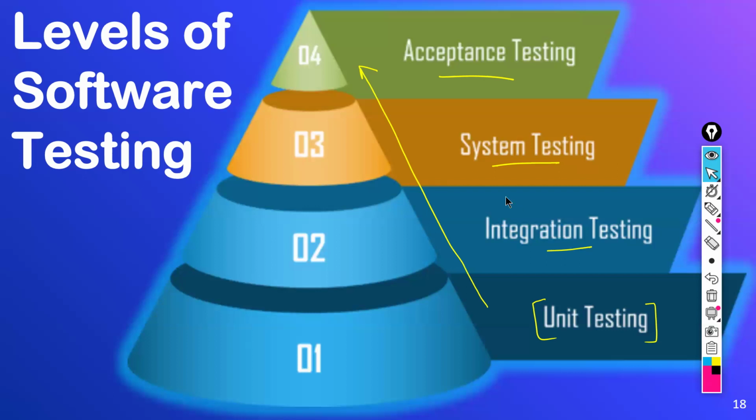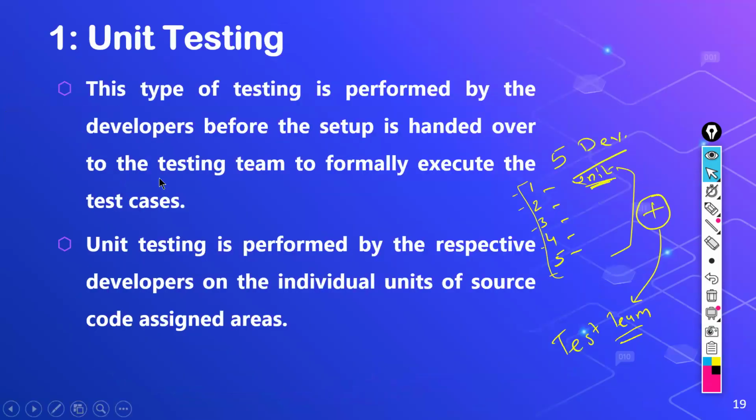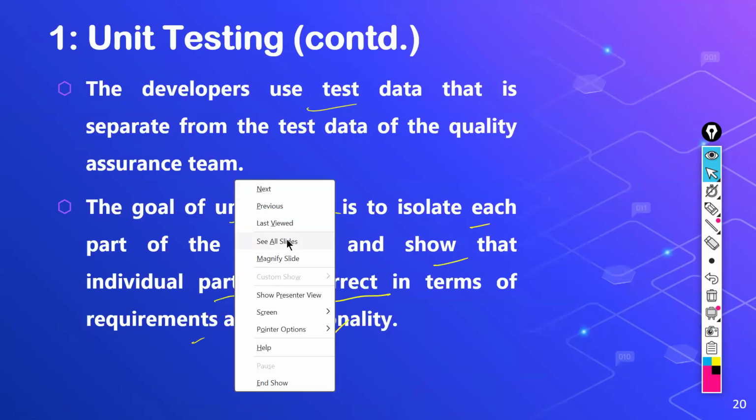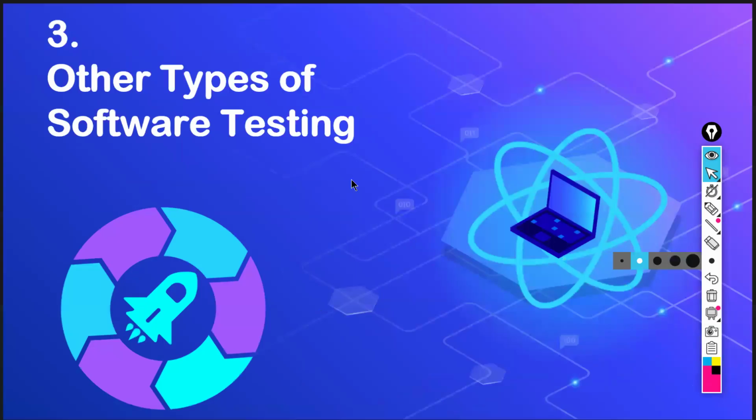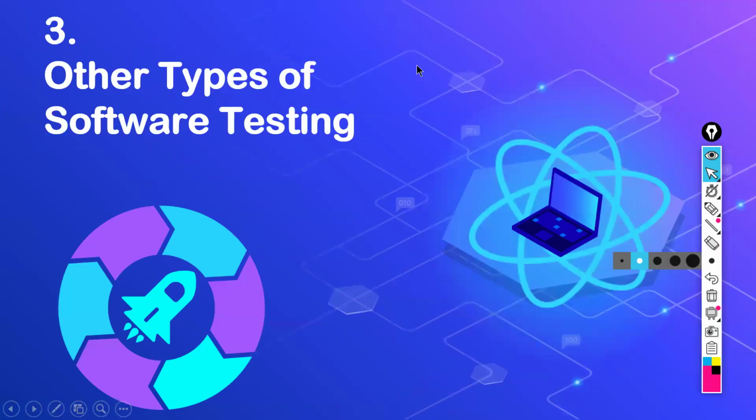So these are all the levels we discussed. Next we'll go with the other types of testing that we have, but that we'll discuss tomorrow. So today we discussed what these different types are primarily. We had functional, non-functional, white box, black box, and then we talked about the four levels of testing, right?